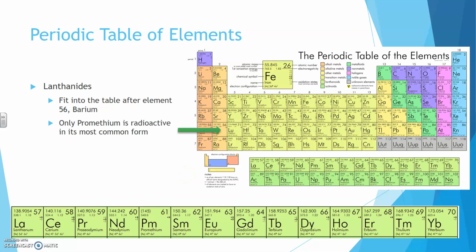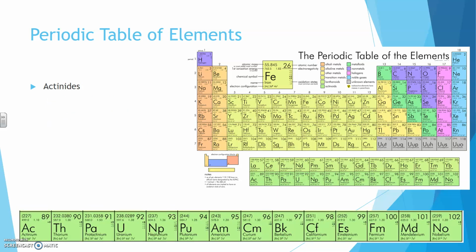Only promethium is radioactive in its most common form, but for the most part a lot of these are synthetic, so they are not naturally found, so they have to be created in a lab, though there are some that you will find, but for the most part they are synthetic.